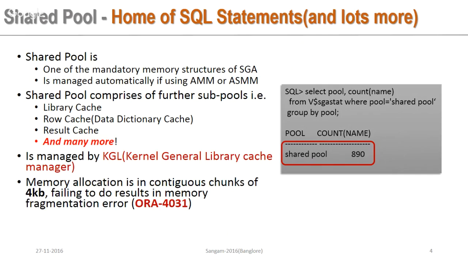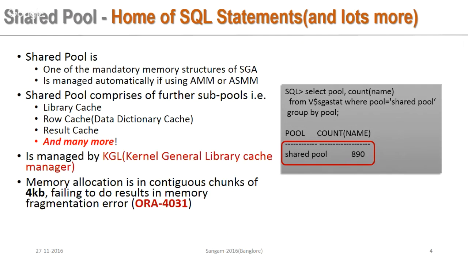So shared pool is basically having its memory configuration different compared to the buffer cache and some other structures, because most of the structures are going to have the memory allocation done in terms of the database block size. But in case of shared pool, the allocation is done in terms of chunks, and these chunk sizes are defined to be 4 kilobytes.